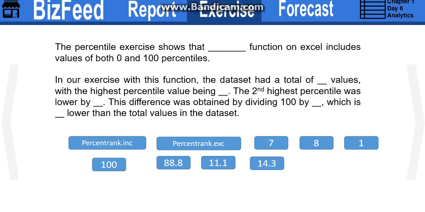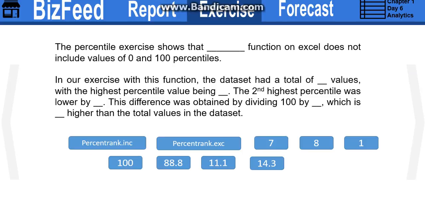The difference was obtained by dividing 100 by 7. 100 by 7 is 14.3, which is 1 lower than the total values in the data set, which is 8 minus 1 is 7, so 1 lower. So this is one exercise, and the other exercise is that the percentile exercise shows that the dash function on Excel does not include values of 0 and 100. So this will be %rank.exc.